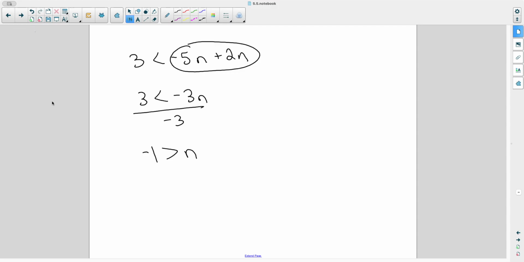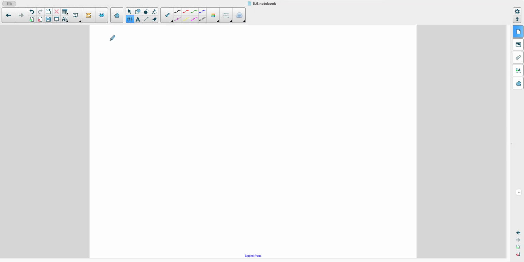All right, so we good with this one? This makes sense. Anybody question on this one? I'm gonna do one with the distributive property. All right, so this is number 7.